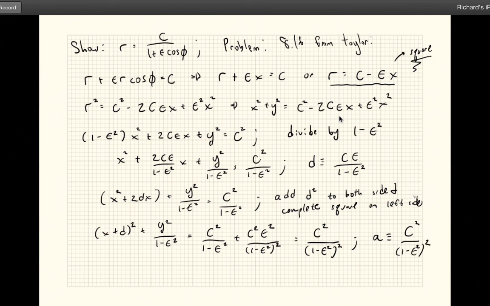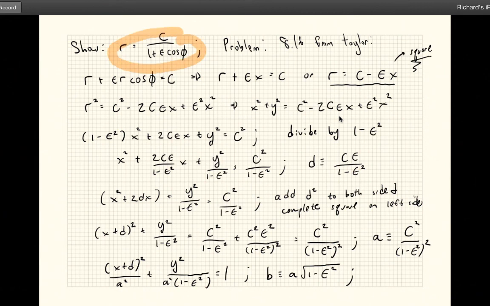But now when I do that and divide through by a², I end up having (x + d)² over a² plus y² over a² times (1 − ε²), right? And that's equal to 1. But then we just basically define b, well, yeah, b is equal to a times the square root of 1 − ε². Okay, and so that gives us our answer, right? We now have basically shown that this one here can be written in terms of an ellipse as shown over here.